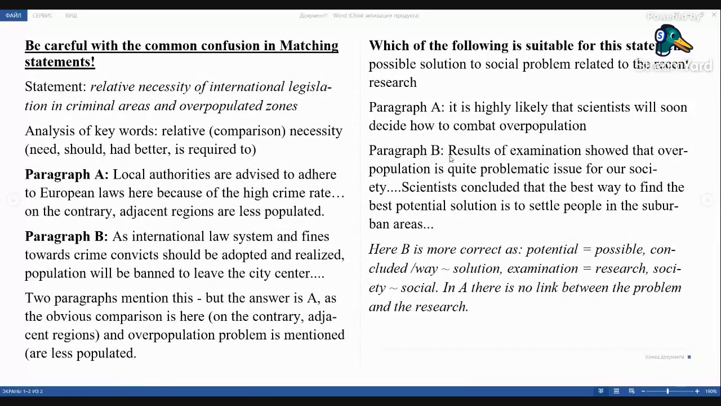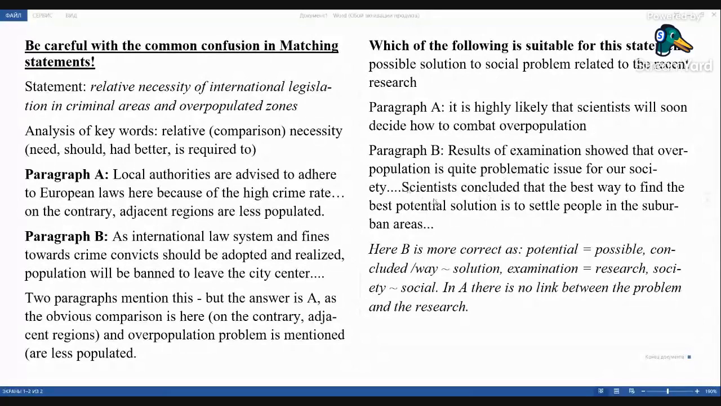But if we pay attention to paragraph B, results of examination show that overpopulation is quite a problematic issue for our society. Scientists concluded that the best way to find the best potential solution is to settle people in suburban areas. Well, we can see the word examination, which refers to recent research, results of examination show that it's quite a problematic issue. Well, some issue is mentioned. It's about overpopulation. It's a problematic issue, so a social problem.